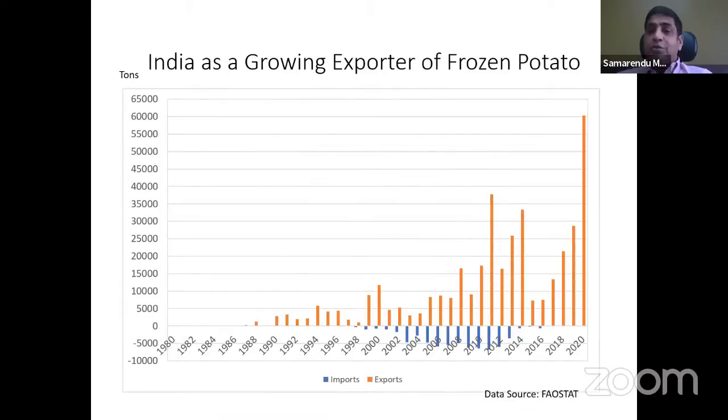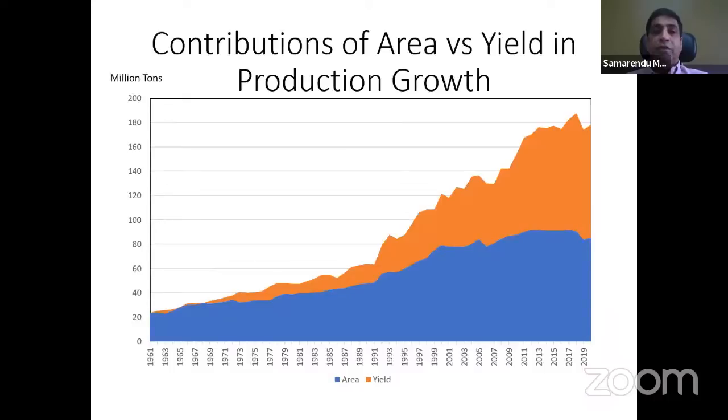But let me come back to India. India is very different from other Asian countries. India has emerged as the only Asian country that is a net exporter of frozen French fries. We have actually turned that around. We started importing French fries in the early 2000s, but now we have become a growing exporter of frozen French fries, mostly to neighboring countries, Southeast Asia, the Middle East, and Africa. We have started competing with the Western markets, particularly the US and Western Europe, in their export market in Asia, becoming a larger and larger exporter of frozen potato, which is very good news in terms of India's development as a net exporter of potato.